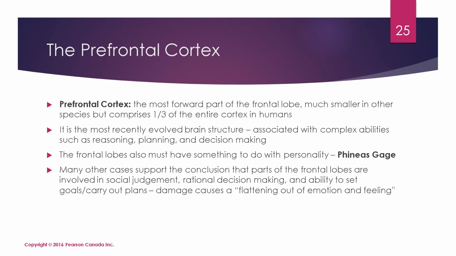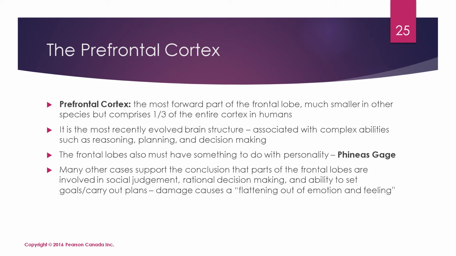Which makes sense because it is the most recently evolved brain structure, and it is associated with the most complex abilities, so cognitive abilities such as reasoning, planning, and decision making. The frontal lobes also must have something to do with personality. If you remember our case of Phineas Gage, the man who had the railway rod rammed through his frontal lobe, it really created some dramatic differences in terms of his personality. So that implies to us that the frontal lobe must have something to do with personality functioning as well. And we've had other evidence that supports that sense.